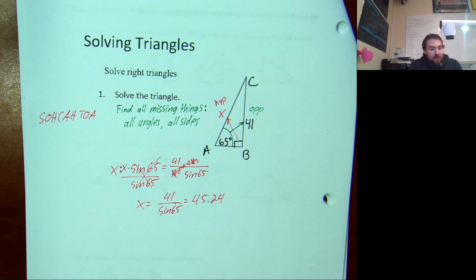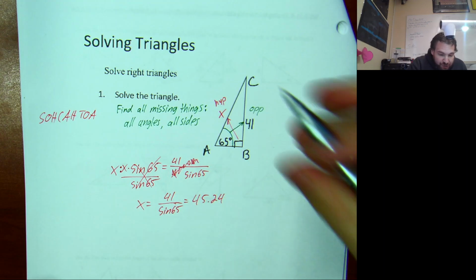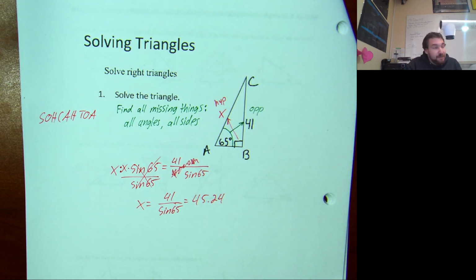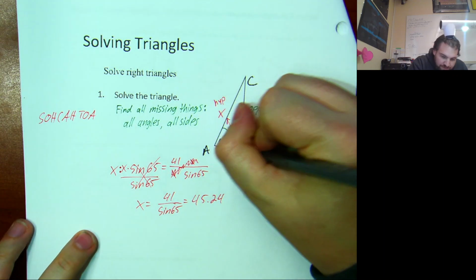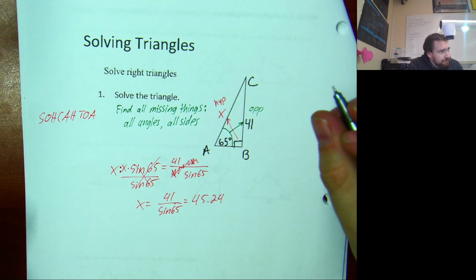Or I'll say it this way. We found that side now. What do we do next? Find the adjacent side. So what you're telling me here is we've got the adjacent side, which is the bottom side.